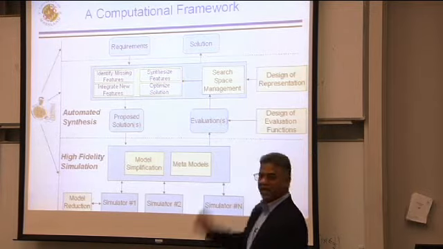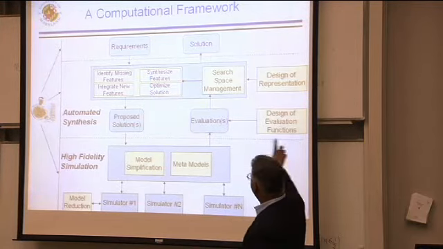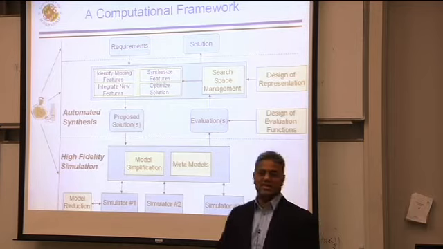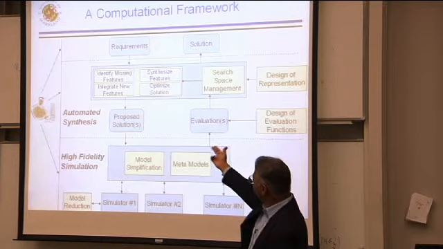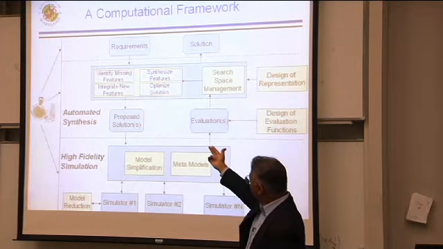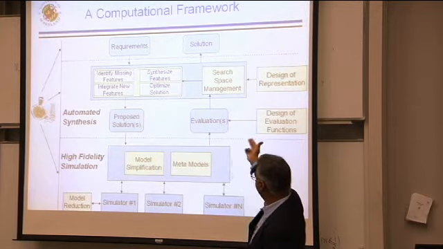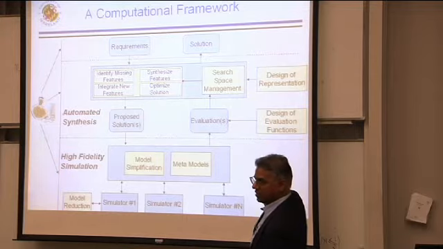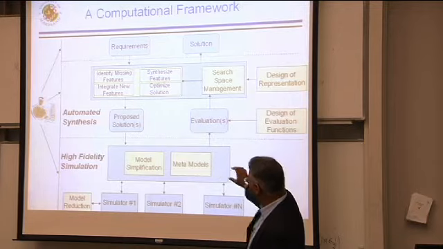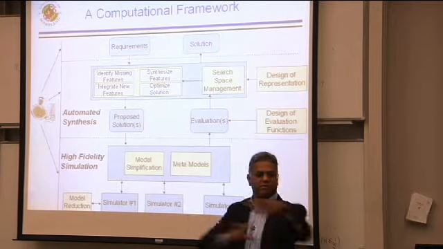The first layer is just somebody giving the requirements, and the second layer is the automated synthesis, which has now been augmented by all the different things that I said, including the idea of combining evolutionary technique with reasoning technique to synthesize sophisticated solutions. It includes search space management, and the design of representation and the design of the evaluation function all go in there. And then you have these simulators, into which you bring model reduction, model simplification, and meta models. That's how you put the whole pieces together.